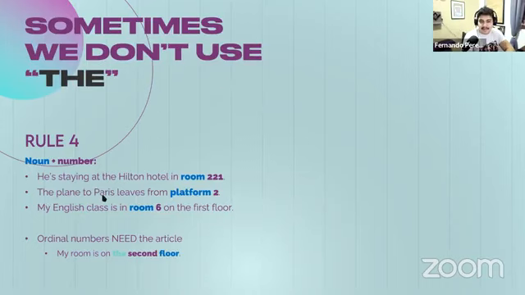The plane to Paris leaves from platform 2. Platform 2 is noun and number. My English class is in room 6 on the first floor. Look at this. In this case, you're using the, right? Why are we using the here?